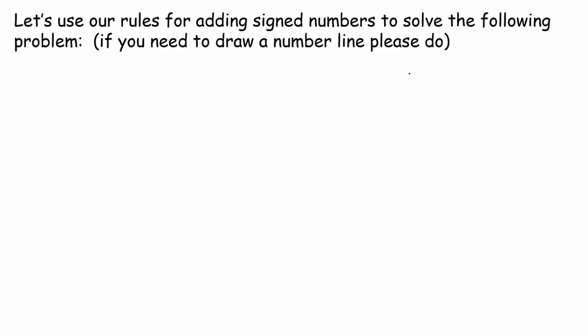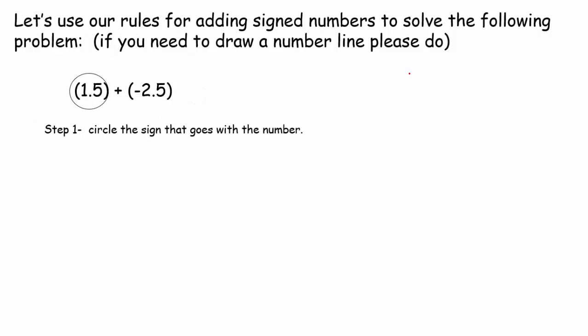Let's use our rules for adding signed numbers to solve the following problem. If you need to go ahead and draw a number line, go for it. I'm going to take 1.5 plus a negative 2.5. And what I'm going to do is circle the signs that go with the number. So as I circle the sign right in front that goes with the number, I say, well, in front of my 1.5, I don't have a sign. That means I assume that it's positive.